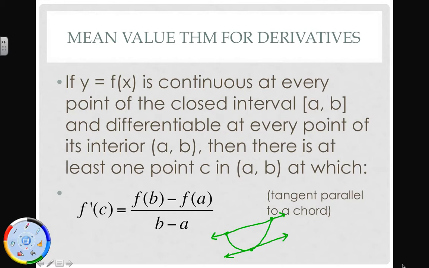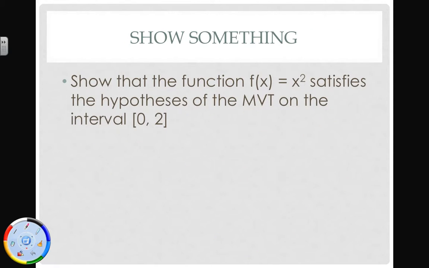And it's actually kind of important as we get moving through here. Okay, so what we can do with this is we can show that x squared satisfies the hypothesis of the mean value theorem on the interval from 0 to 2. Well, we know this function is continuous and it's differentiable on the domain from 0 to 2. Now what we can just look at is what this looks like graphically.